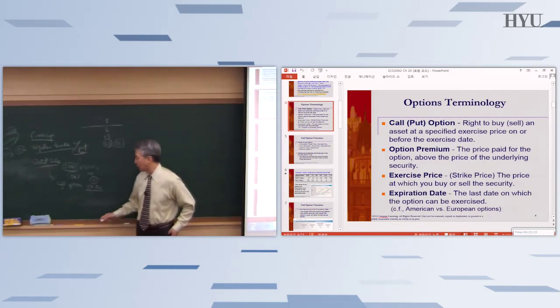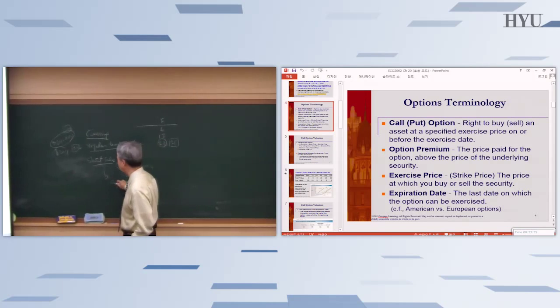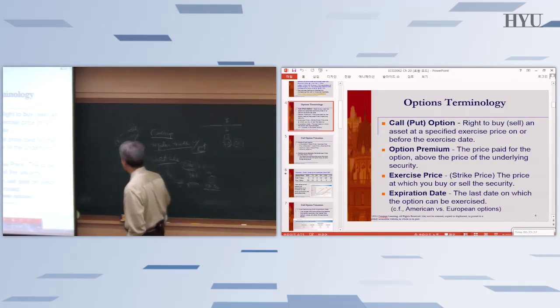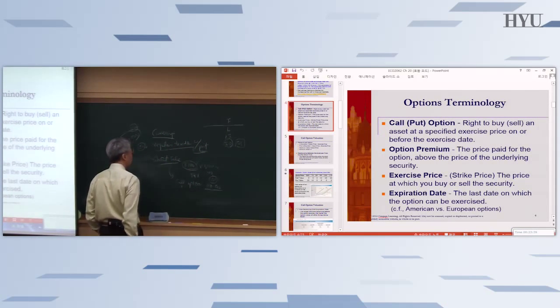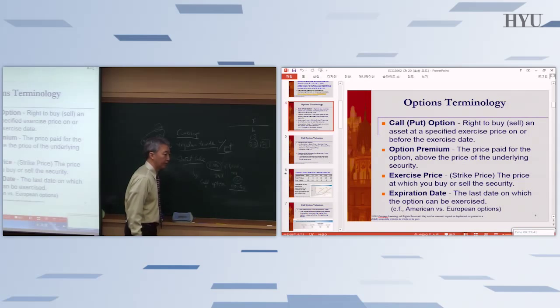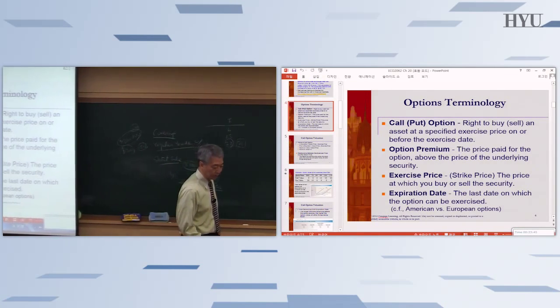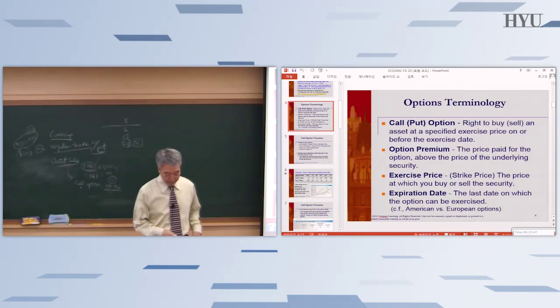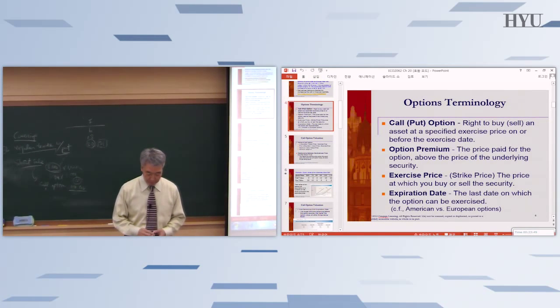So you can cover the short sale with the call option. You can cover the regular trade with the put option. Okay? That's the idea of using options to minimize your risk on a trade.